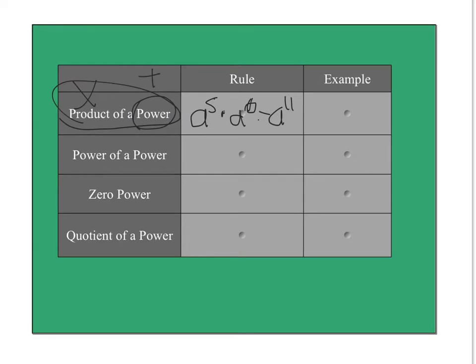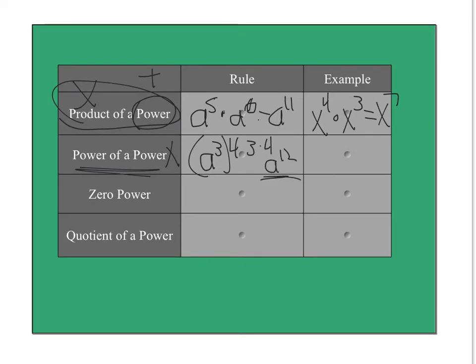So if I have x to the fourth times x to the third, that should be x to the seventh. Now, power of a power, this is where I multiply the exponent. So if I have a to the third, but that whole thing is raised to the fourth, well, I'm going to multiply 3 times 4, so my answer is going to be a to the 12th.